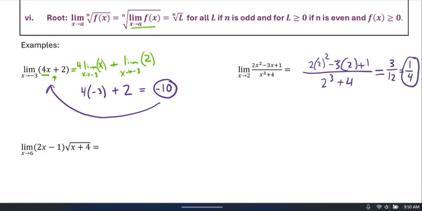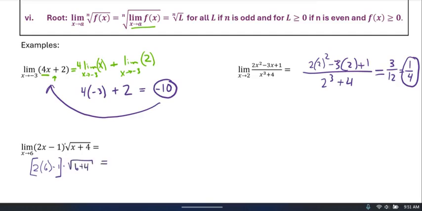On the last one as well, it doesn't look like we're going to have any issues. We can think about this as being multiplied, two separate things. Let's just plug in the 6. So we have 2 times 6, subtracting 1. I'm going to multiply that value, whatever we get there, times the square root of 6 plus 4.